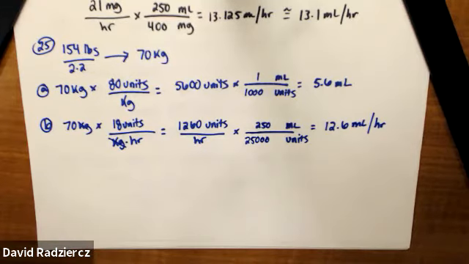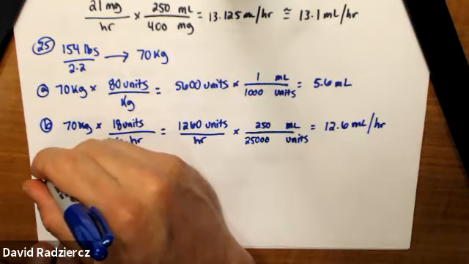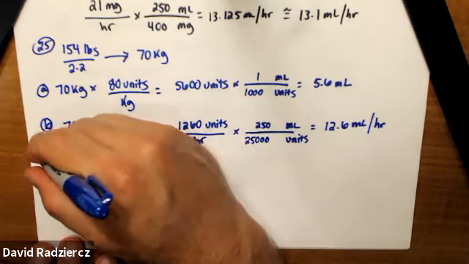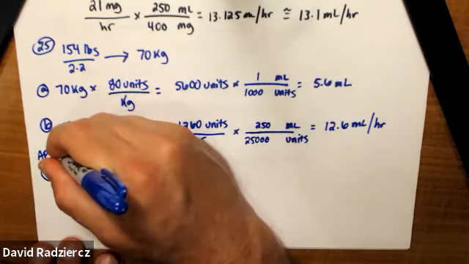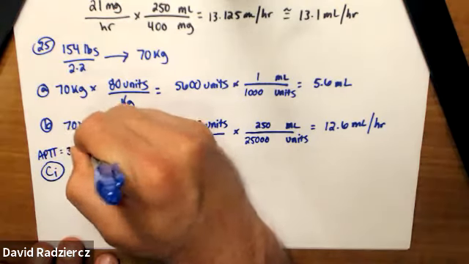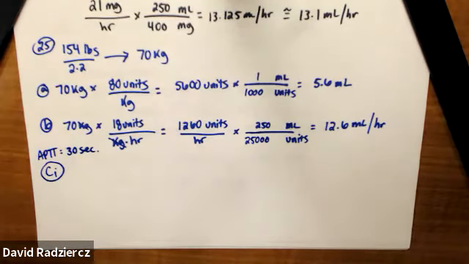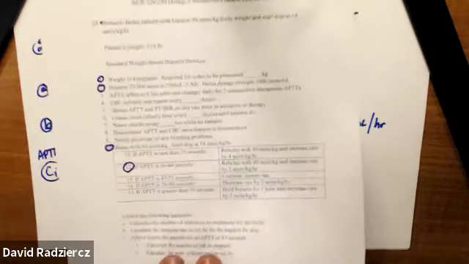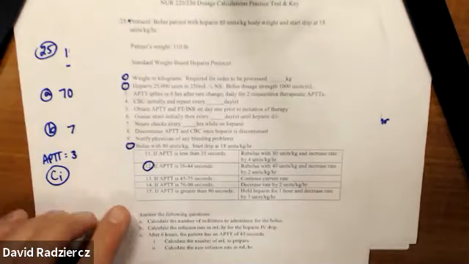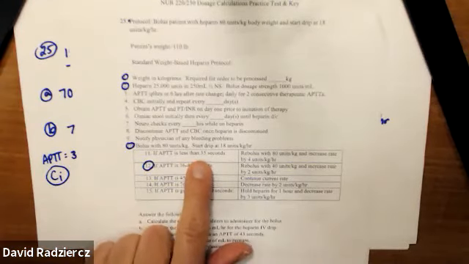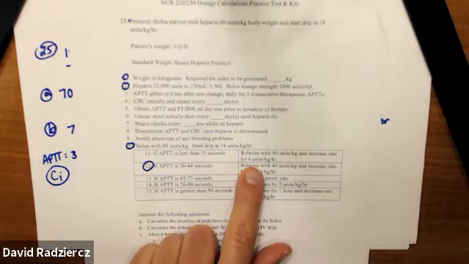Now let's throw a kink into this, and let's just say we had a different APTT. So instead of 43 seconds, let's say I had an APTT of 30 seconds. If an APTT of 30 seconds, then we would look at the protocol and see what to do with an APTT of 30 seconds. Less than 35 seconds, we're going to rebolus, and then we're going to increase the rate of infusion by 4 units per kilogram per hour.